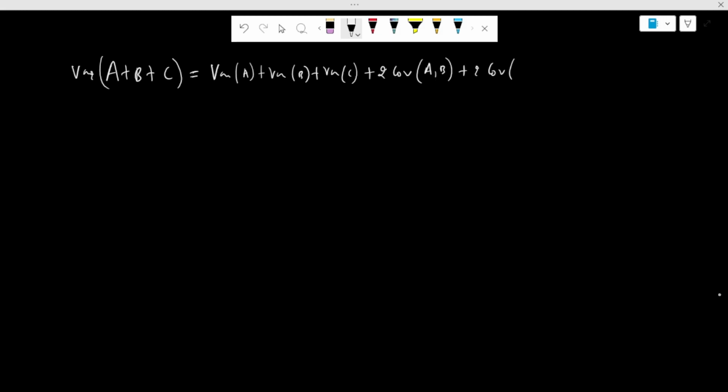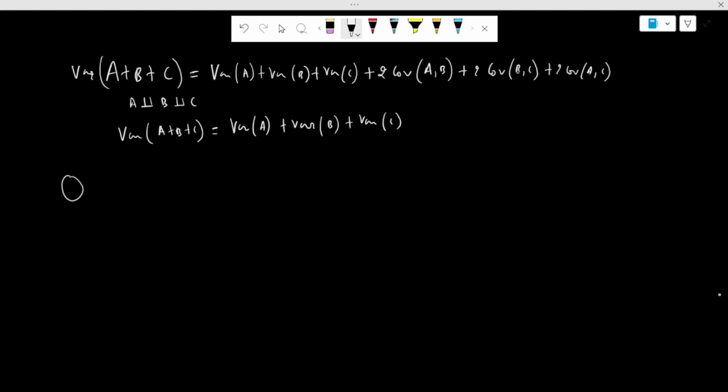Now let us calculate the same for three random variables. This is equivalent to the variance of a plus variance of b and variance of c plus twice the covariance of possible pairs. And again, if the variables are independent, then in that case the covariance is going to be equal to 0. So we are left with the sum of the variances.